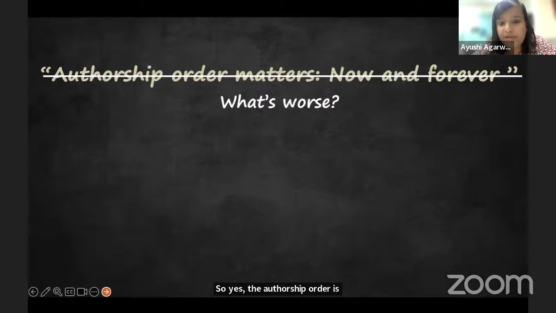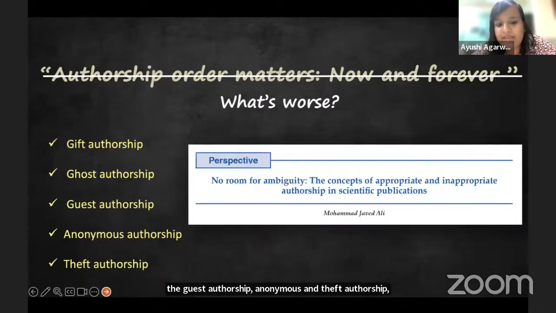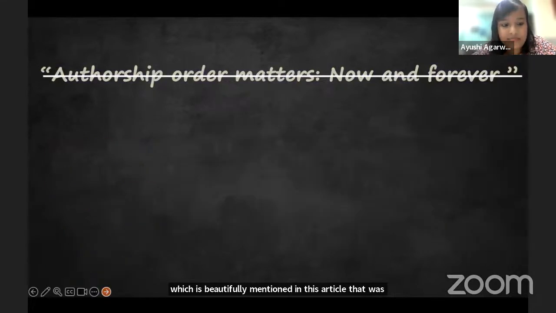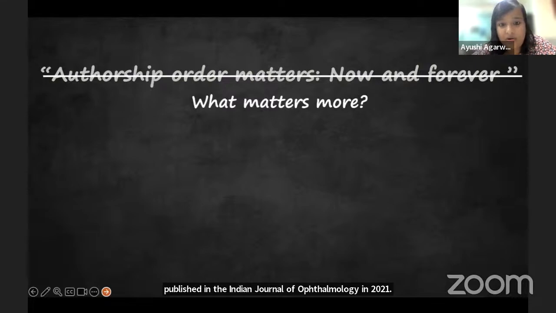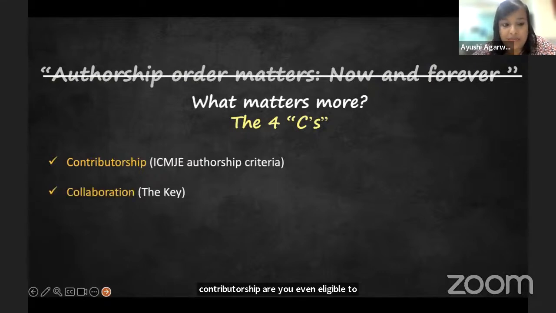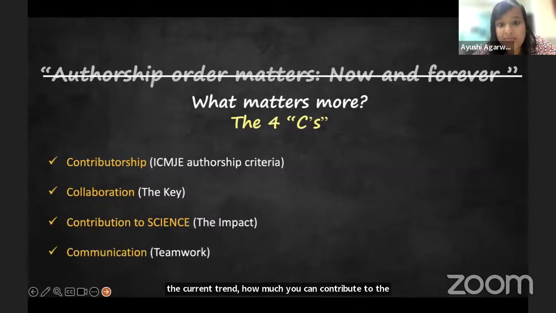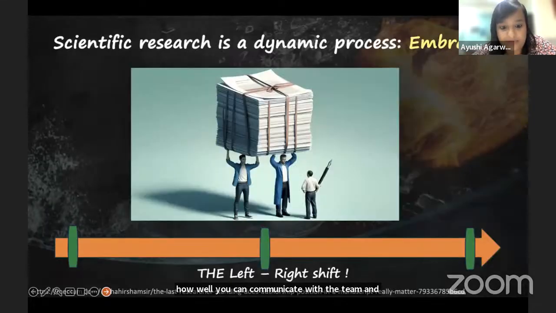And what we should be really focusing on is the gift authorship, the ghost authorship, the guest authorship, anonymous and theft authorship, which is beautifully mentioned in this article that was published in the Indian Journal of Ophthalmology in 2021. And what really matters, according to me, are the 4 C's. Contributorship: are you even eligible to be an author? Collaboration, because that is the current trend. How much you can contribute to the science, that is your impact as a researcher. And last but not the least, how well you can communicate with the team and form a good research team.